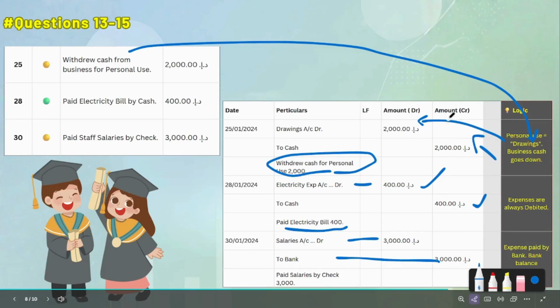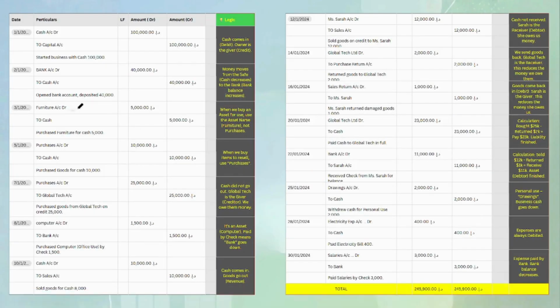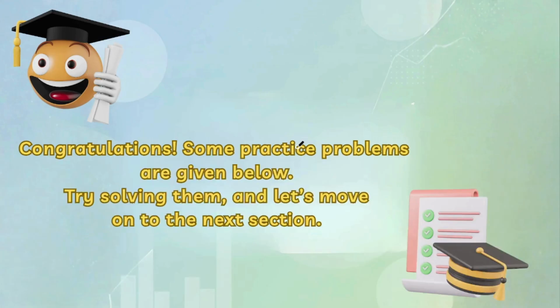And that's it. You have successfully journalized a full month of business transactions for Apex Trading. You handled assets, credit purchases, returns, and settlements. If you followed along with that, you have mastered the golden rules of accounting. Excellent work today.